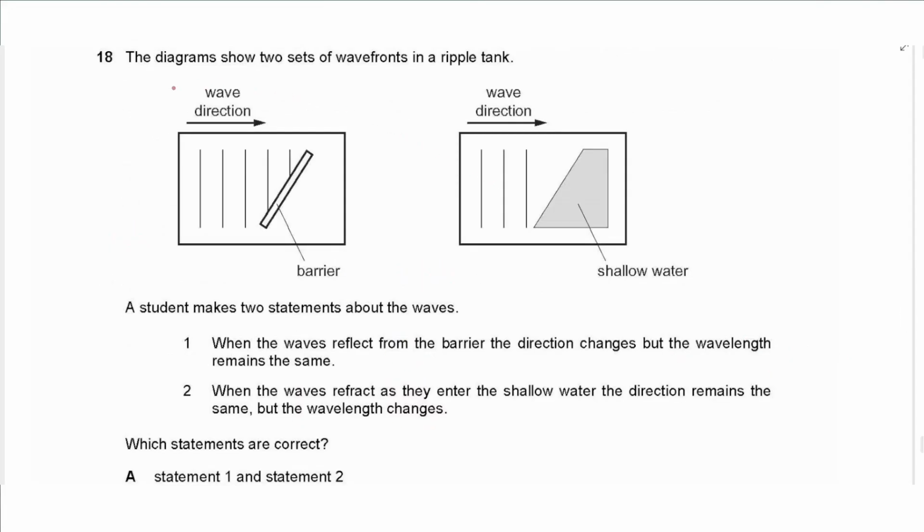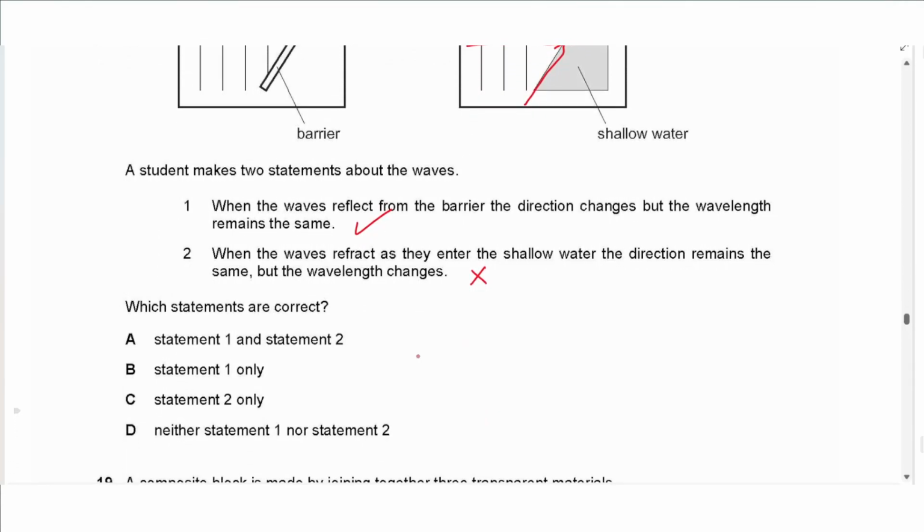Question 18 says the diagrams show 2 sets of wavefronts in a ripple tank. A student makes 2 statements about the waves. When the waves reflect from the barrier, the direction changes, but the wavelength remains the same. That's correct. When the waves refract as they enter the shallow water, the direction remains the same. No, because the direction is not perpendicular to the boundary between the 2 sections of the ripple tank or the 2 media. So the direction should change. So the second statement is wrong. Which statements are correct? Statement 1 and 2, statement 1 only, yes, so the answer is B.